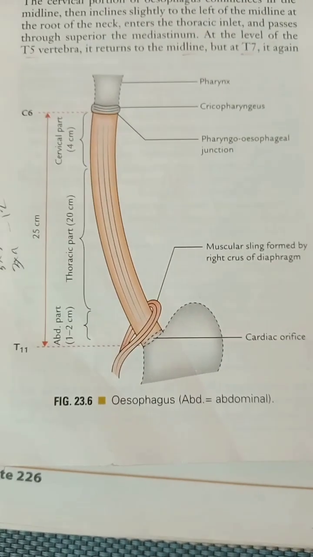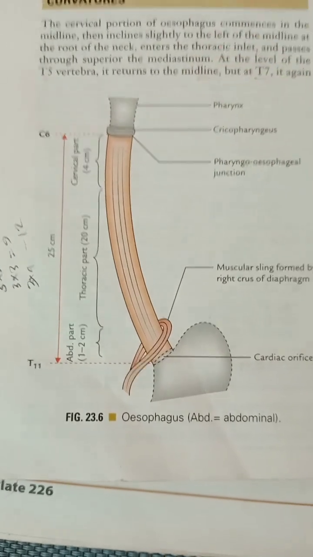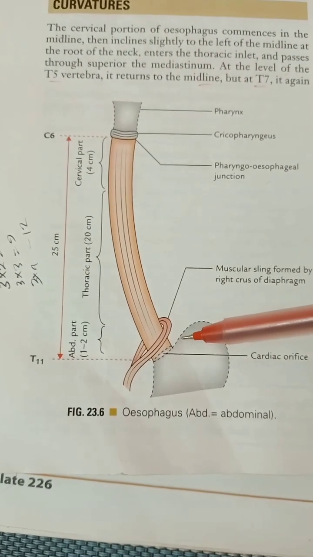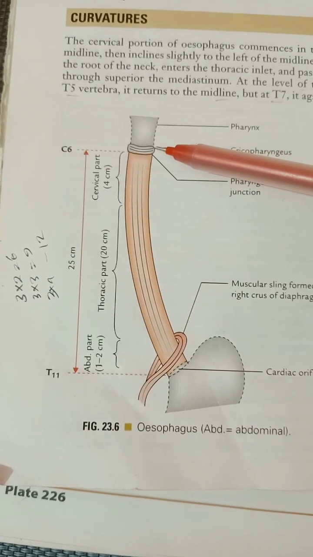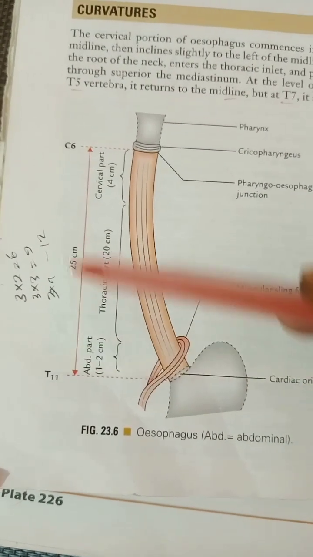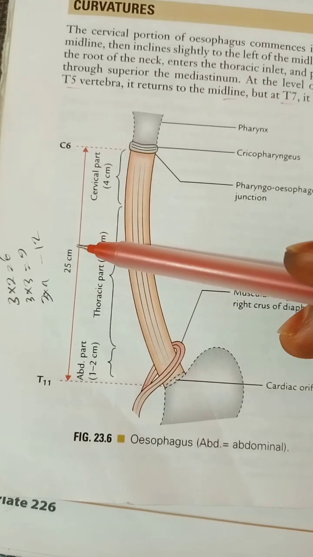Esophagus is the narrowest part of the digestive tract. It extends from the pharynx up to the stomach. The parts of the esophagus are the cervical part, thoracic part and abdominal part. The total length of the esophagus is 25 cm.